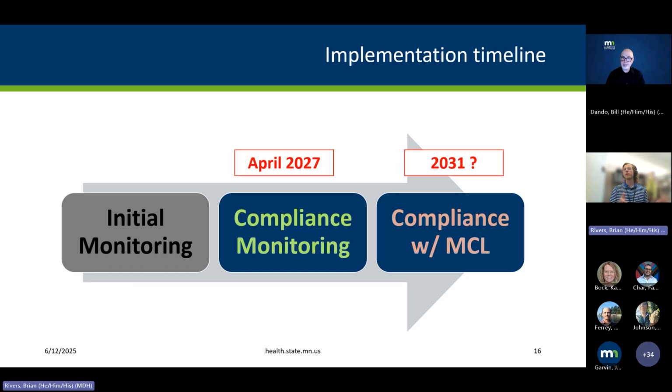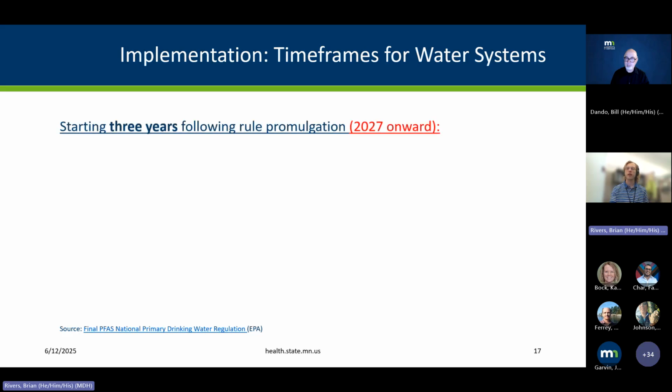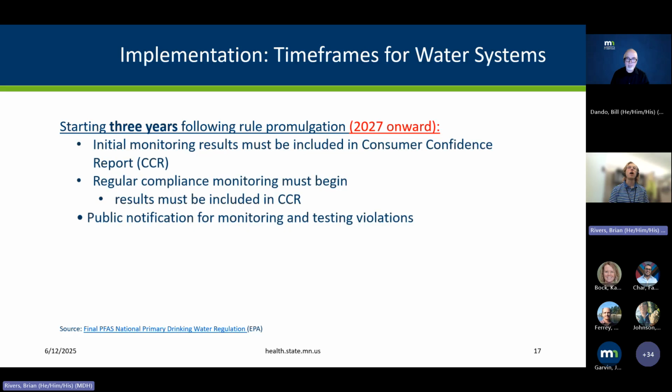So going from 2027 and then perhaps to 2031, again, that press release is only a press release. We don't actually know. That's just what they've proposed in there. But as far as we know, those will get pushed to 2031. So starting 3 years after rule promulgation, so in 2027, all initial monitoring results must be included in the consumer confidence report. And that's also when compliance monitoring will begin.